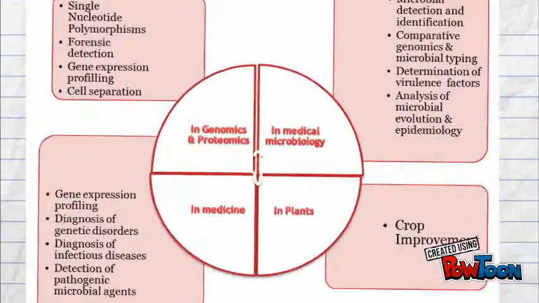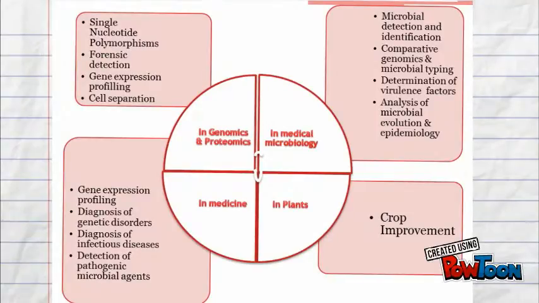Move on to the application of microarray. Microarray can be applied in genomics and proteomics, in medical biology, in medicines, and in plants. The examples of application in genomics and proteomics are SNPs, forensic detection, gene expression profiling, and cell separation, whereas the examples in medical microbiology are microbial detection and identification, comparative genomics, and microbial typing.